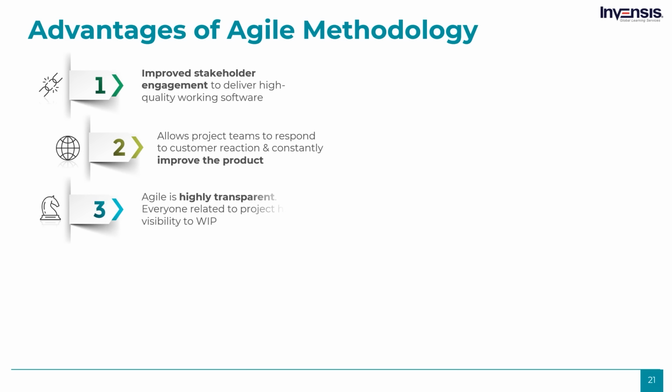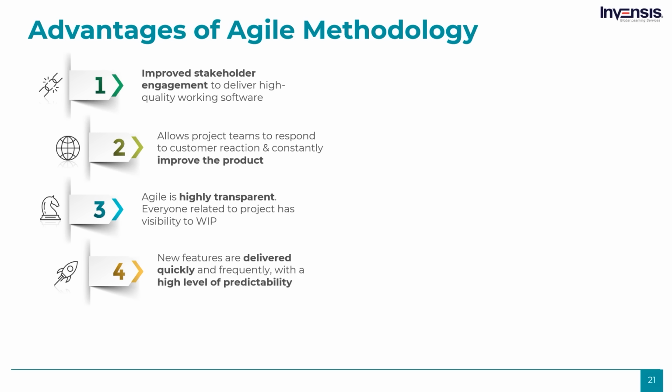Improved transparency. Agile is highly transparent. Everyone from stakeholders to the development team knows what's getting done, what's not, and who is making decisions. When the entire team understands the big picture, projects tend to move forward faster.